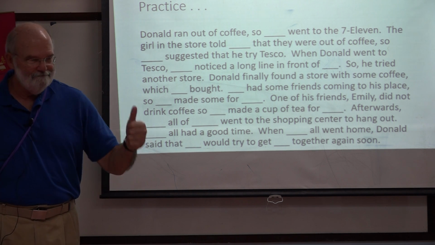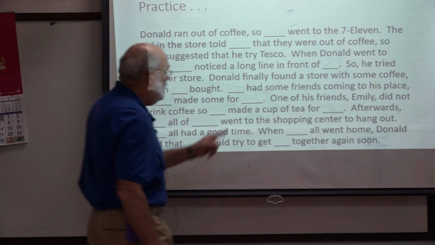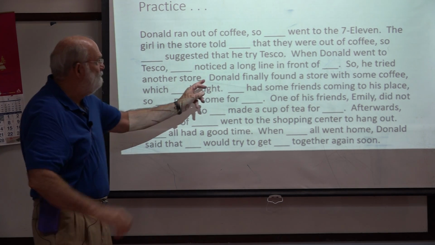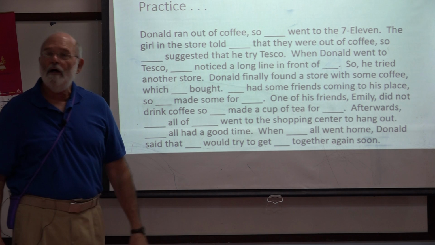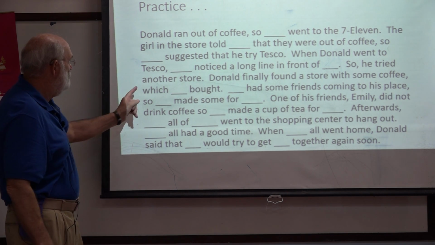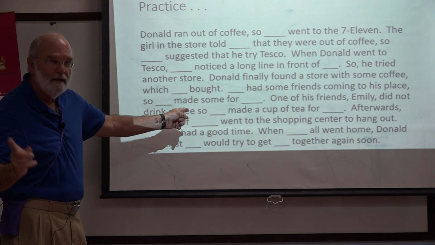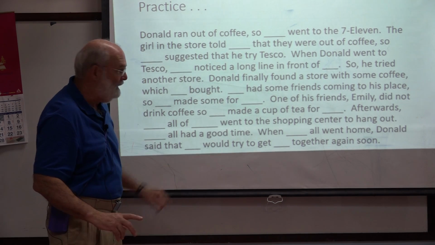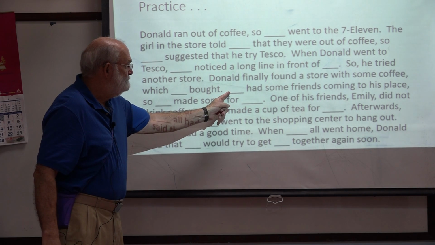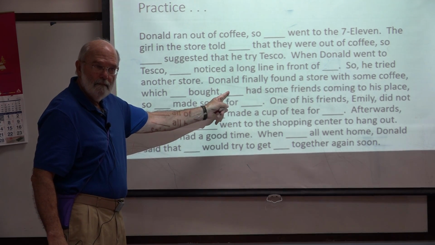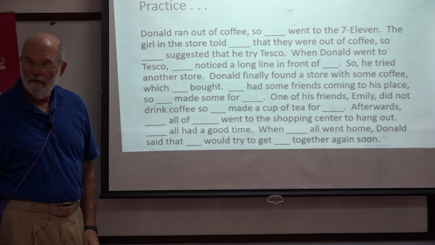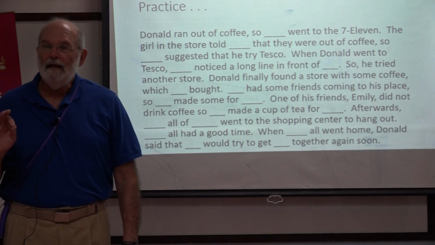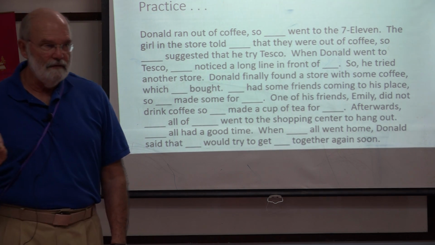Everybody, perfect. So he tried another store. Donald finally found a store with some coffee, which he bought. He, because he is the subject of the clause, bought. Which one here? He had some friends. He, because he is the subject of the sentence.